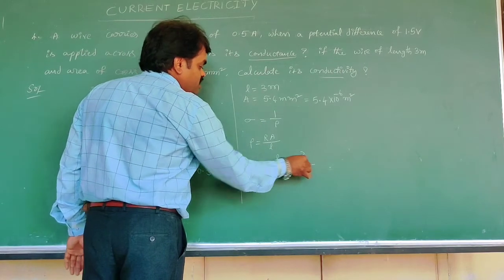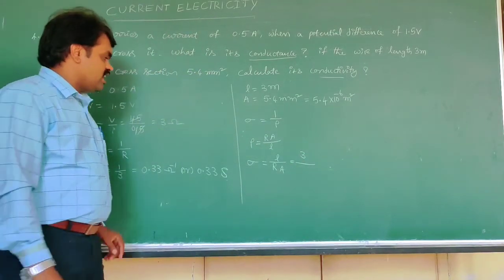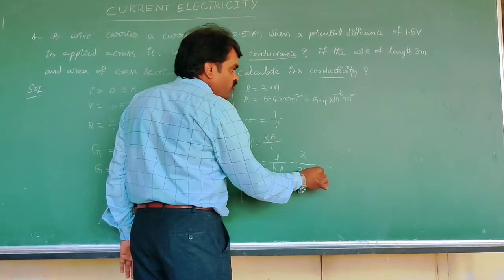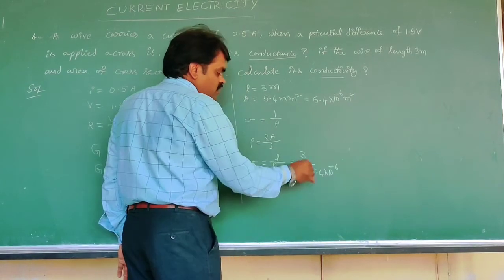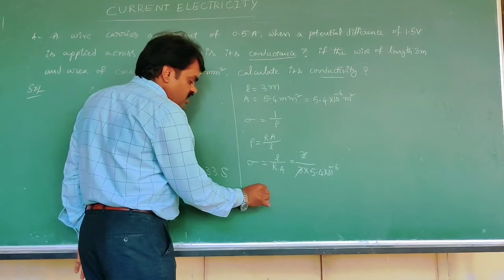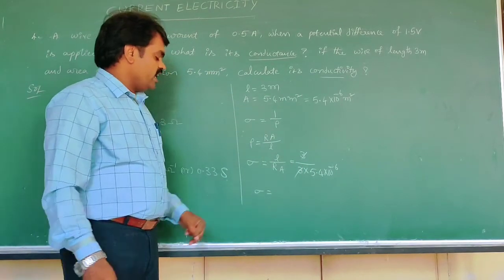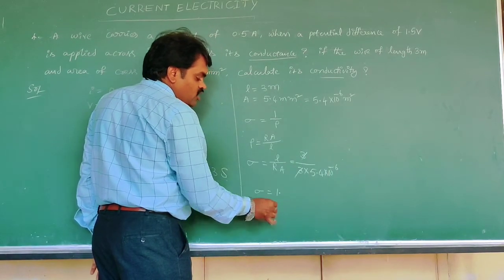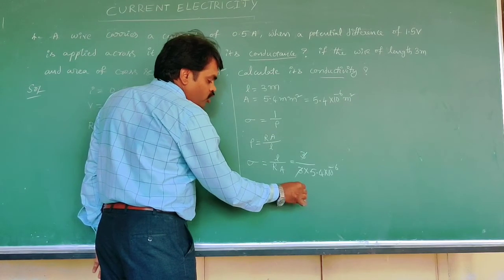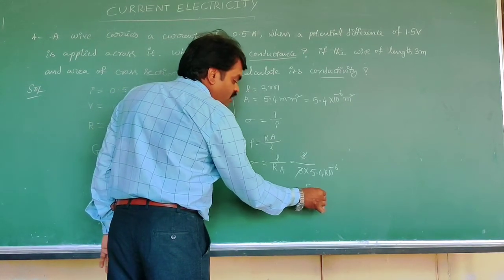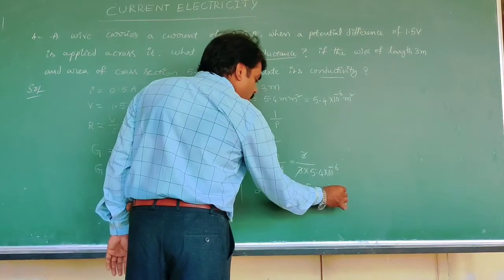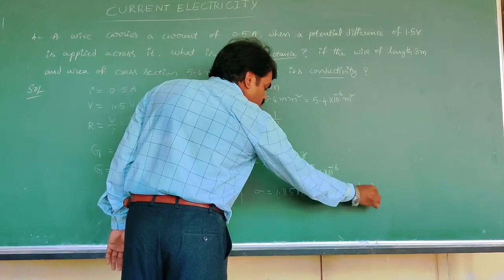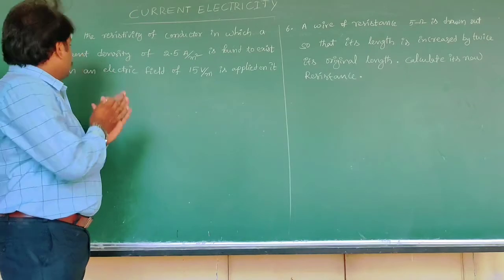Now L is 3 meters and the resistance is 3. The cross sectional area is 5.4 into 10 to the power of minus 6. The 3 and 3 cancel. Then sigma is calculated: 1 by 5.4 into 10 to the power of minus 6. Its value is 1.85 into 10 to the power of 5 Siemens per meter, or ohm inverse meter inverse. The units we can use either this or this. We are going to the fifth one.